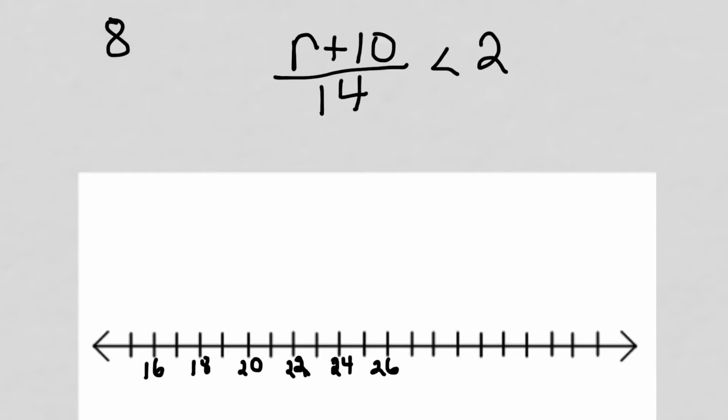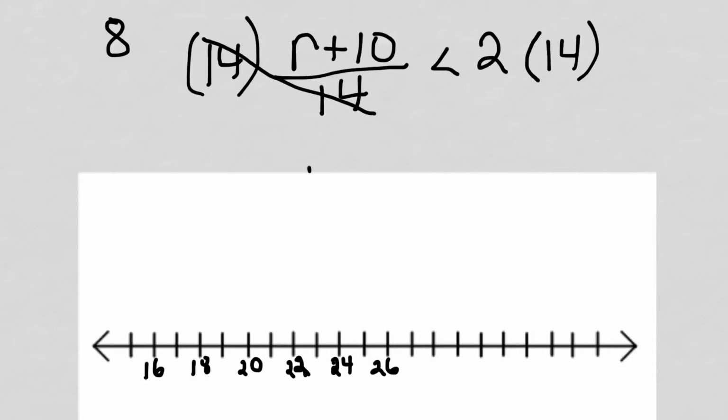All right, number 8, another fraction. You're all getting a lot of practice at this. I've got r plus 10 divided by 14 is less than 2. First thing I always want to do is to get rid of that nasty fraction. So this is divided by 14. That means on both sides you're going to multiply by 14. If I do that, the 14s cancel out. I'm left with r plus 10 is less than 2 times 14, which is 28.